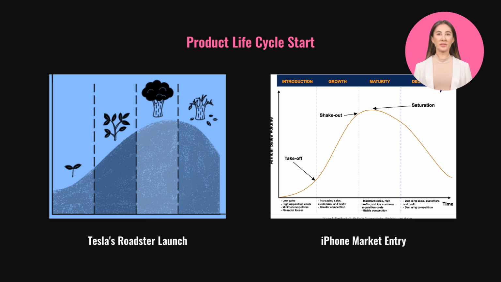The introduction stage of the product lifecycle follows research and development. Here, sales are slow and marketing costs are high. Strategies like price skimming, penetration pricing, and influencer partnerships are crucial. Examples include Tesla's Roadster and the iPhone, which used premium pricing and innovative marketing to establish market presence.